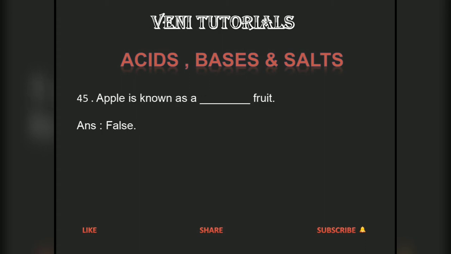Apple is known as a dash fruit. Answer, false. Dash people eat apple. Answer, thalamus.